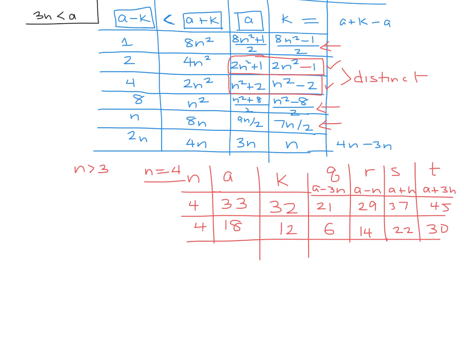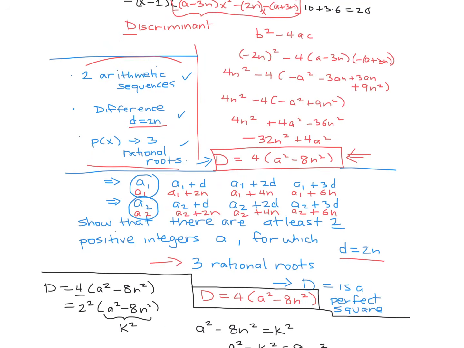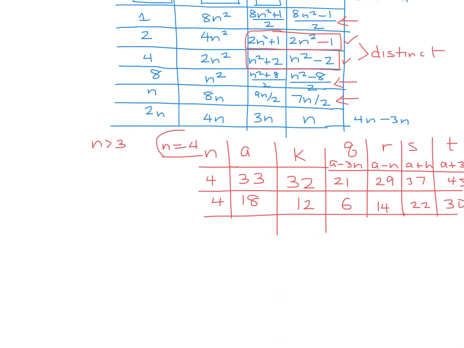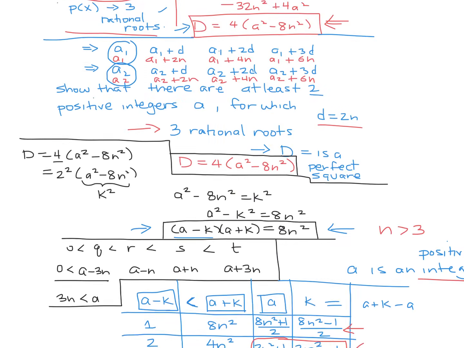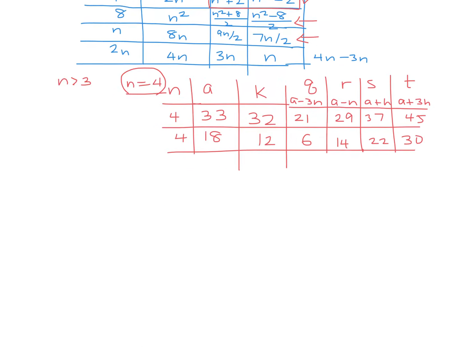And that satisfies this first criteria that we found two arithmetic sequences. The common difference is 2n. It's a multiple of 2, where we chose n equals 4, right? Yeah. And then the last criteria, that p of x has 3 rational roots, is satisfied because the discriminant is a perfect square. But we need to first prove that. Let's see if d is a perfect square first of all.